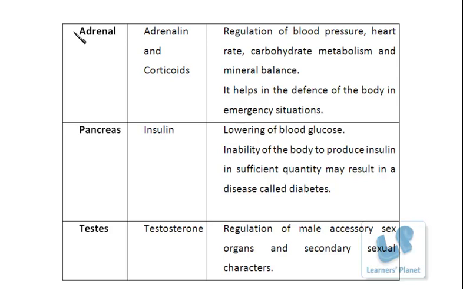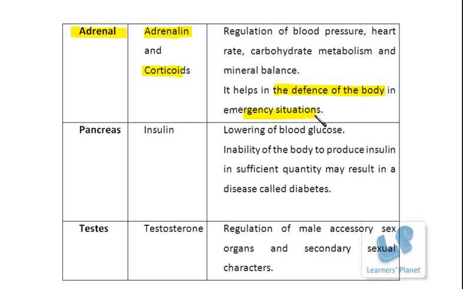Further, the next gland is the adrenal gland, which secretes the specific hormones known as adrenaline and the corticoids. These hormones, specifically adrenaline, is known as the emergency hormone. It helps in the defense of the body in an emergency situation.